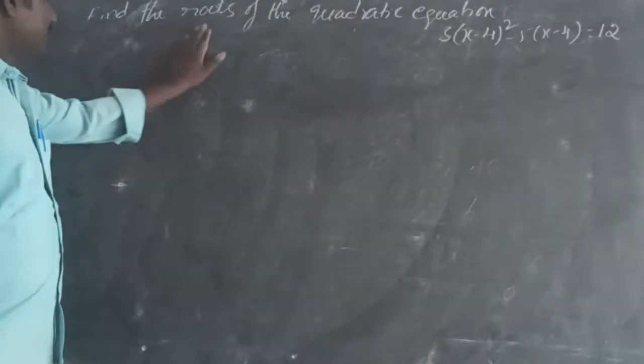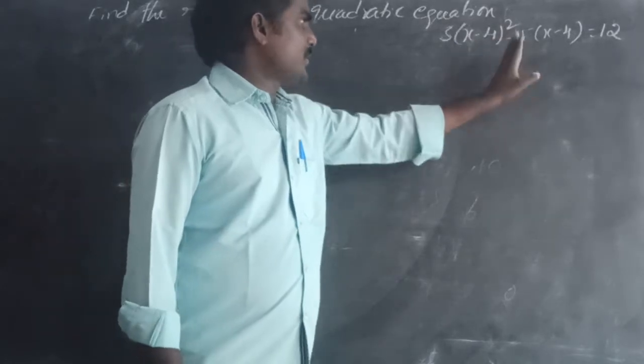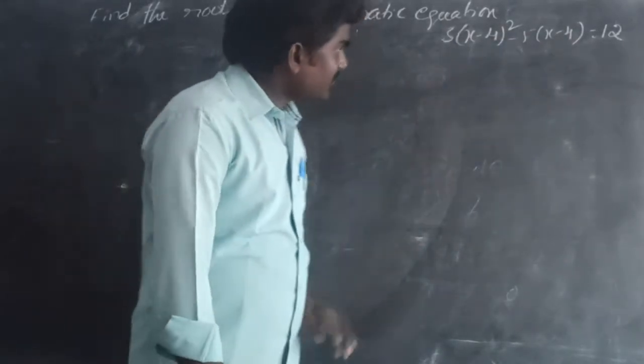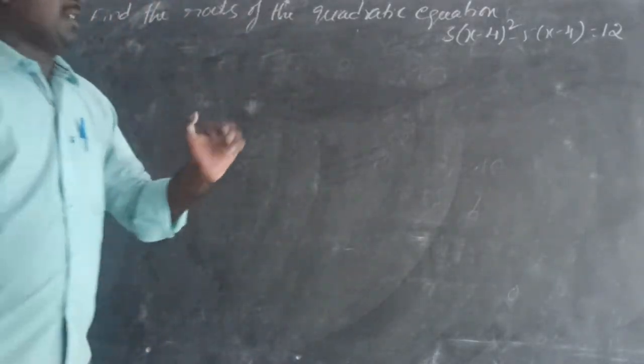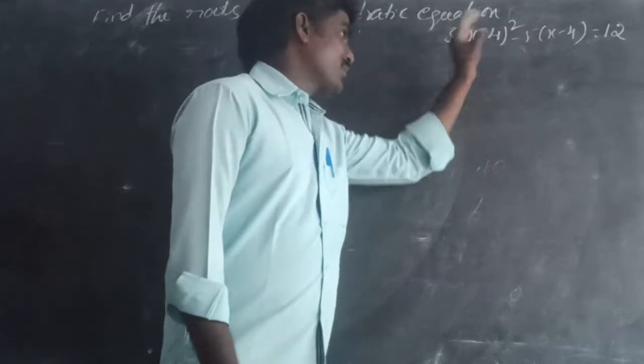Next one. Find the roots of the quadratic equation 3(x - 4)² - 5(x - 4) = 12. Okay, this one you can do in two ways. Here we can apply the (a - b)² formula, then simplify, and you get the quadratic equation.